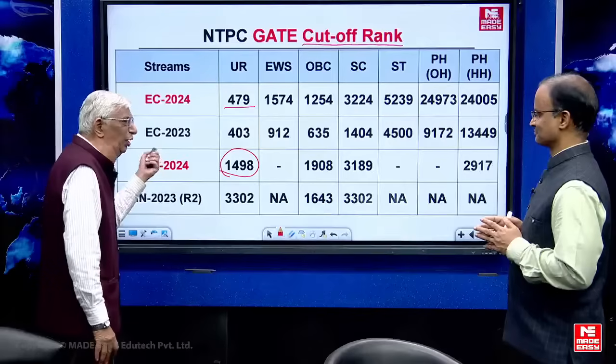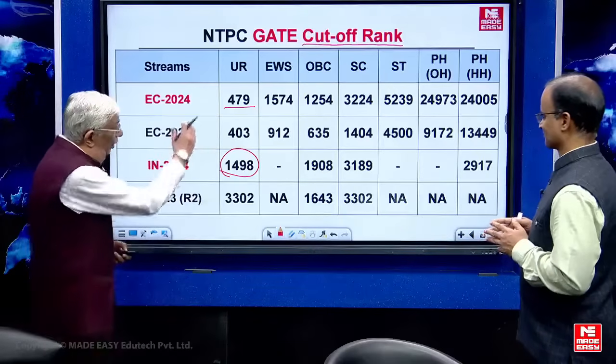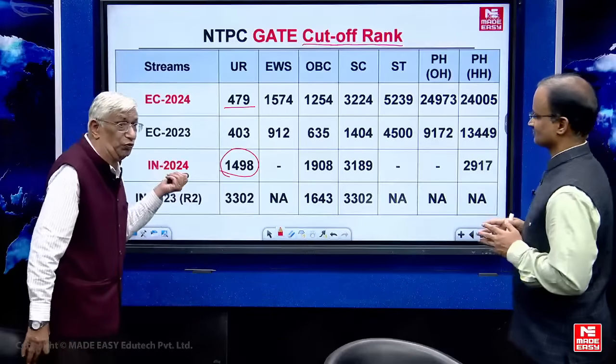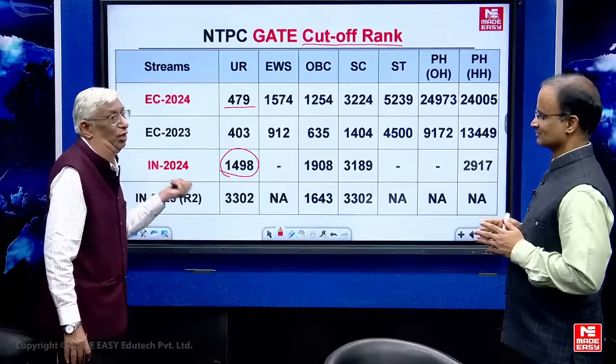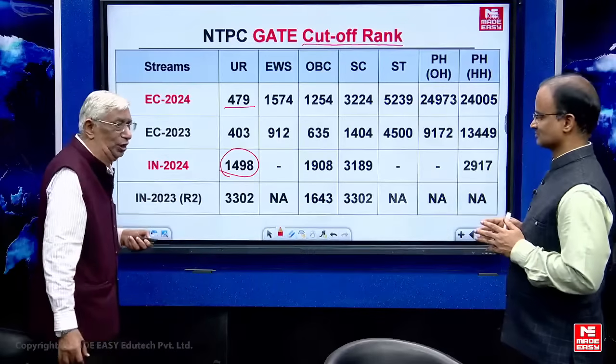But the job profile of EC and instrumentation is almost interchangeable. And likewise for the other categories. This year's cutoffs will be based on GATE 25, and the new recruitment that will happen next year will probably be based on GATE 26.